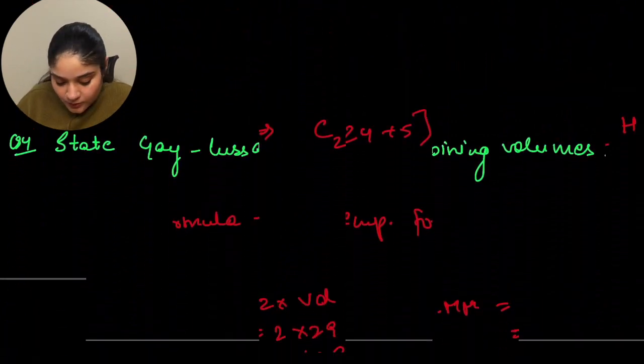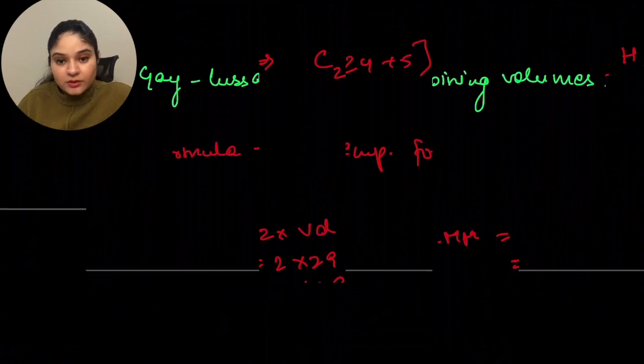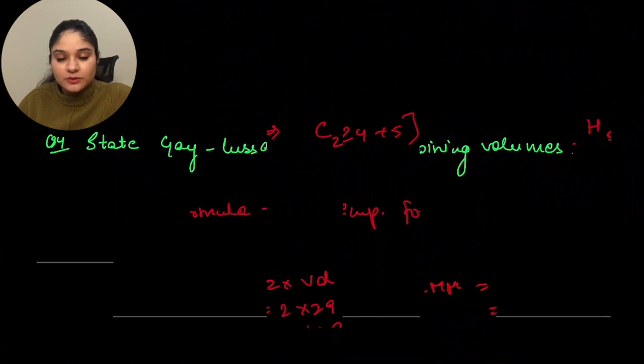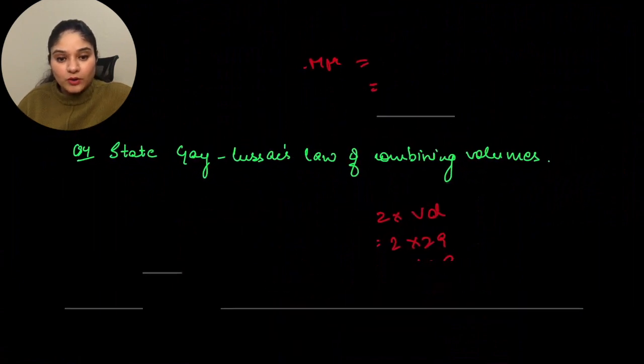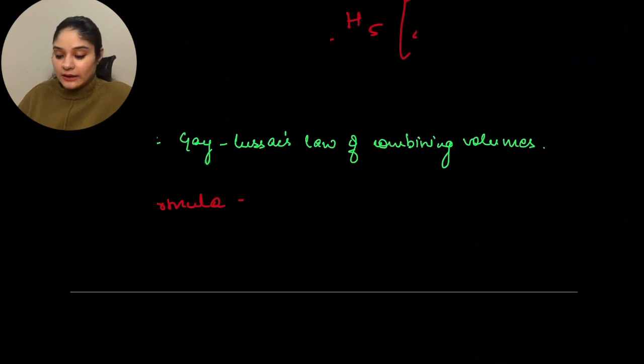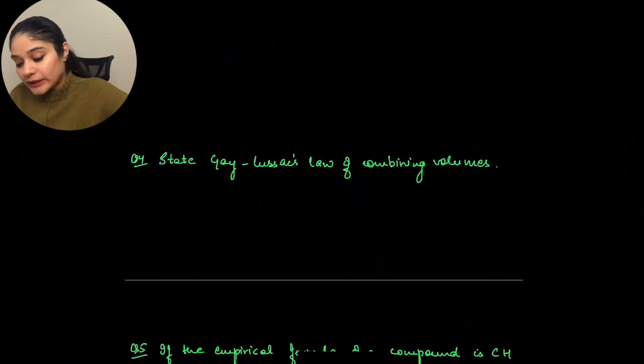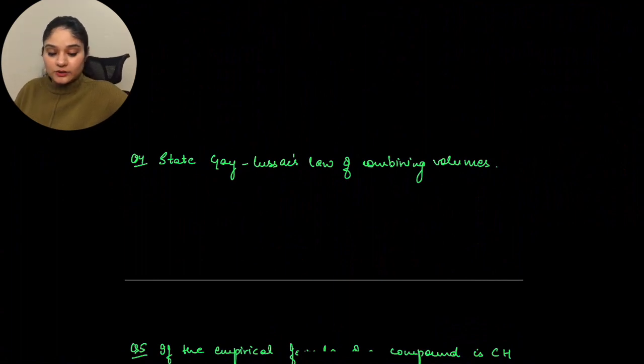State Gay-Lussac's law. Okay, I'm not sure if this is coming out clear to you. The question says state Gay-Lussac's law of combining volumes. So you just have to give the entire write-up from the book. I'm just going to tell you what that is. Whenever gases combine chemically, they do so in volumes which bear a simple whole number ratio to each other as well as to the gaseous product, provided the conditions of temperature and pressure remain constant. Okay, so that is your Gay-Lussac's law.